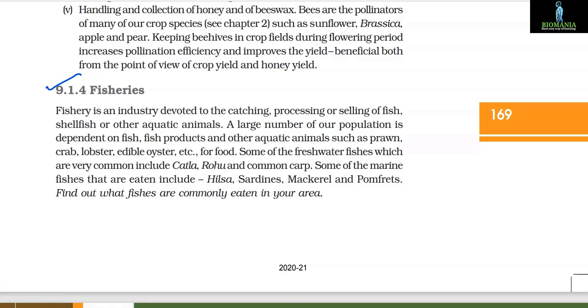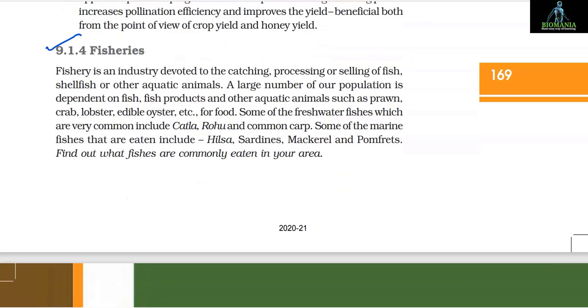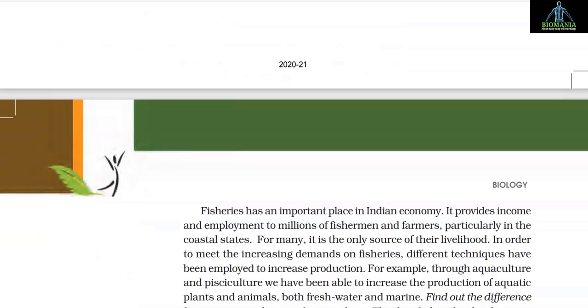9.1.4 Fisheries. Fisheries is an industry devoted to the catching, processing or selling of fish, shellfish or other aquatic animals. A large number of our population is dependent on fish, fish products and other aquatic animals such as prawn, crab, lobster, edible oyster, etc. for food. Some of the freshwater fishes which are very common include catla, rohu and common carp. Some of the marine fishes that are eaten include hilsa, sardines, mackerel and pomfrets. Find out what fishes are commonly eaten in your area.